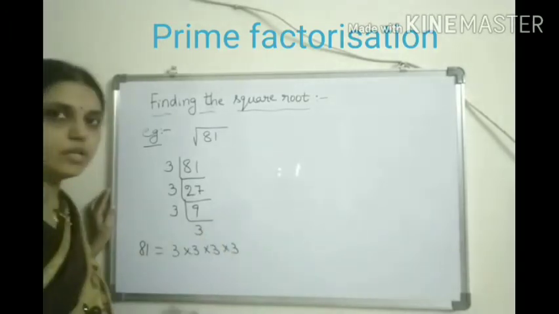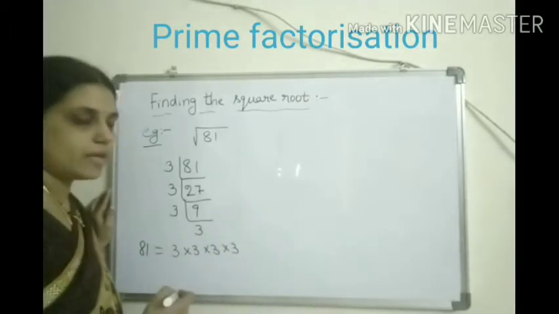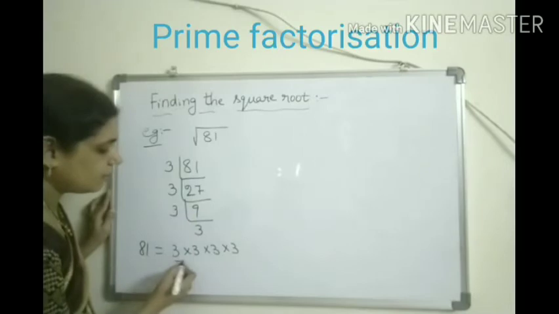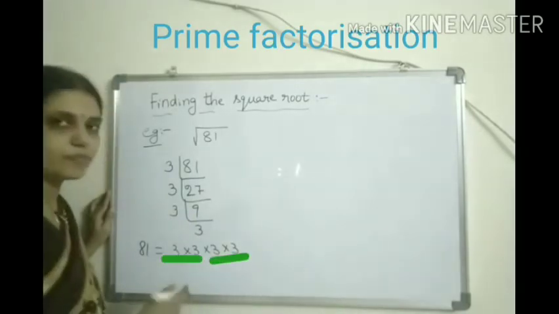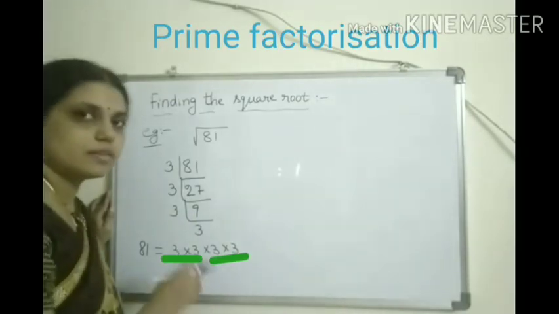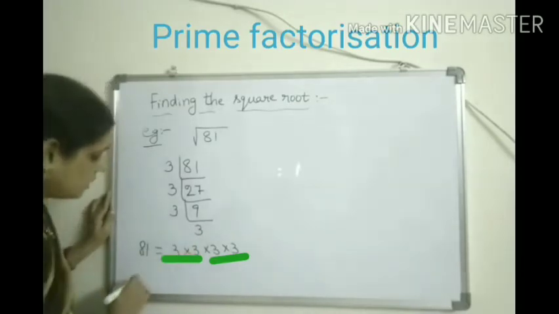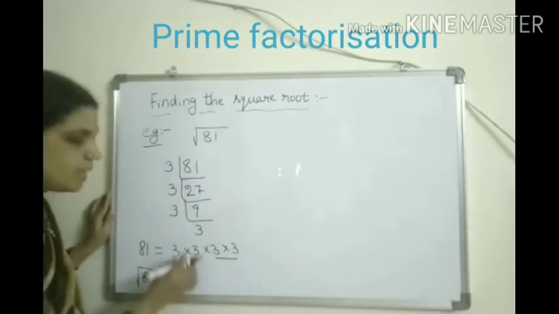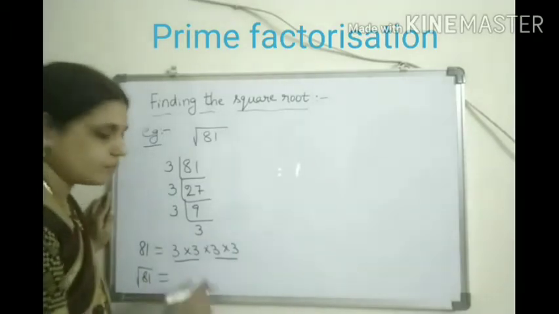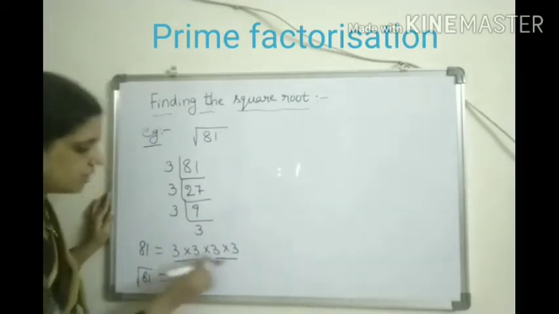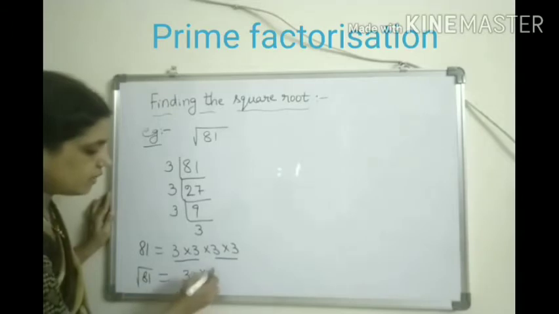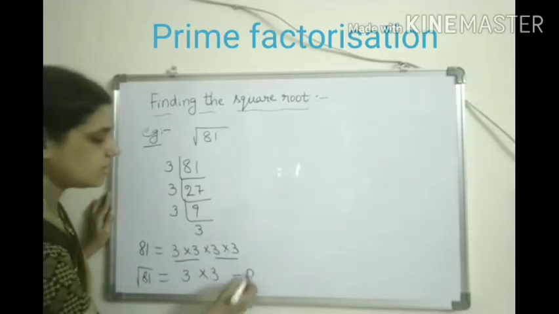So what we need to do to find the square root of 81 is make pairs of equal factors. So we got 2 pairs of 3s. Okay. So the square root of 81 means from each pair you have to take one number. From this pair 1 three and from this pair 1 three. So 3 3s are 9.